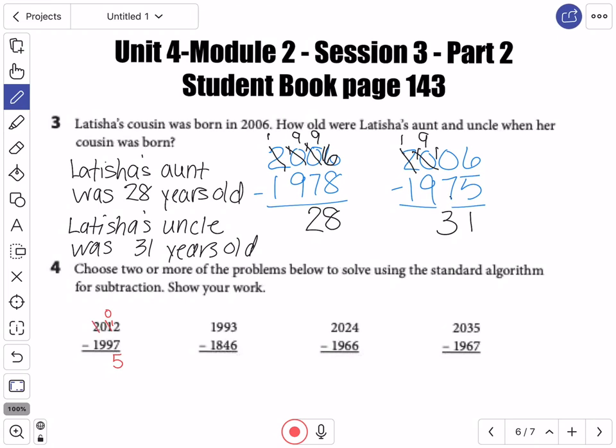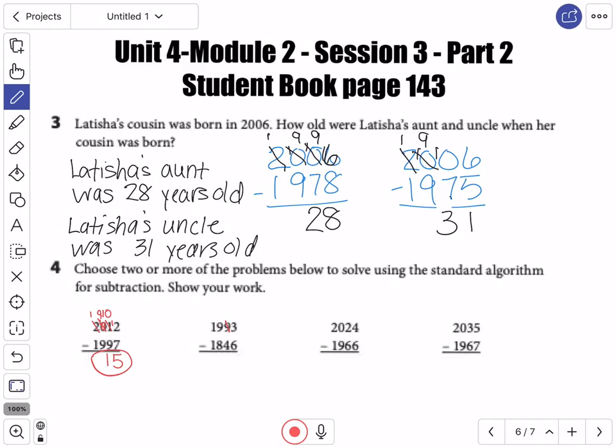I can't take away 9 from 0, so I'm going to do some regrouping here. This 2 is going to become a 1, and this 0 is going to become a 10. But now I can regroup, and I'm going to actually borrow from it. Okay, so now I have 10 minus 9 equals 1. So for this one, the answer is 15, because I know that 9 minus 9 is nothing, and 1 minus 1 is nothing. So I got 15 for this one.